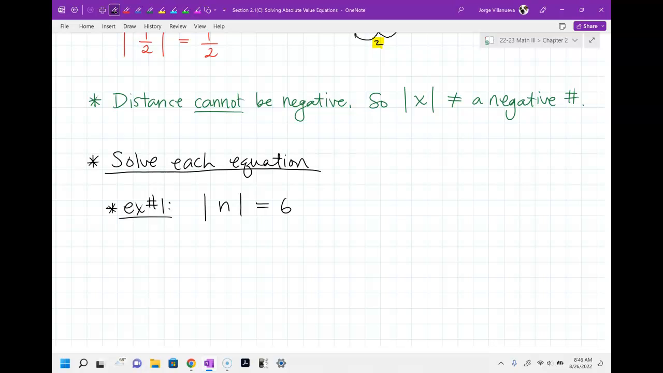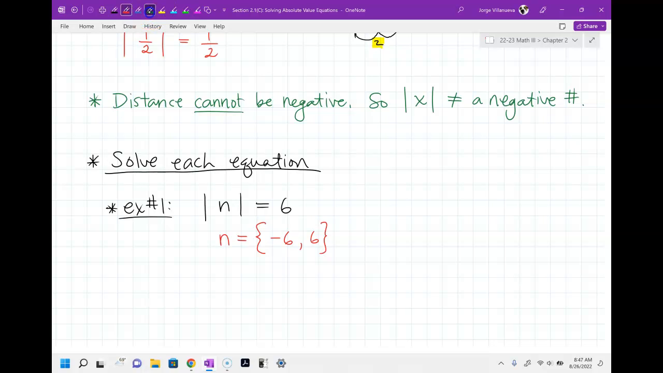The absolute value of n, so in other words, the distance of a certain number to 0 is 6, right? So what are my solutions for this? What number is 6 units away from 0? Go ahead. 6 and negative 6. Okay, so n would be negative 6 and 6. Okay, now that notation right there is called set notation.